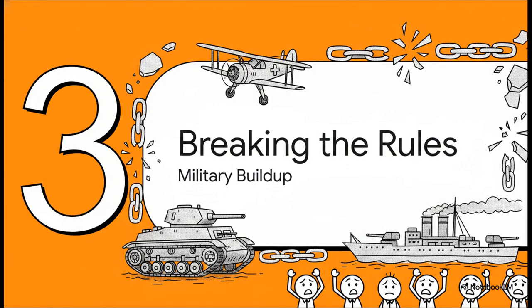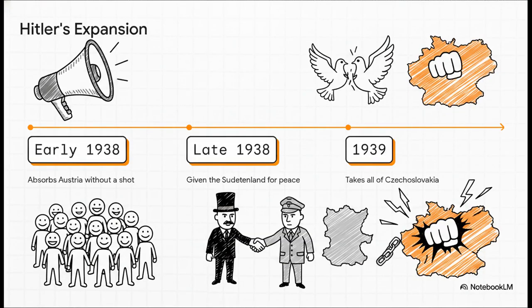Which brings us to part 3, breaking the rules, military buildup. Blatantly ignoring the Treaty of Versailles, Hitler started secretly rebuilding his military, while the rest of the world, well, mostly just watched. By early 1938, he absorbed Austria without even firing a single shot. Next up, he exploited the appeasement strategy of the British, taking the ceded land in a desperate bid for peace. But within a year, he completely broke his promise and violently swallowed the rest of Czechoslovakia.